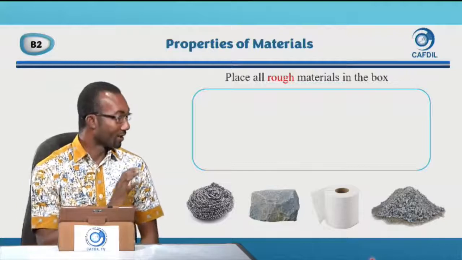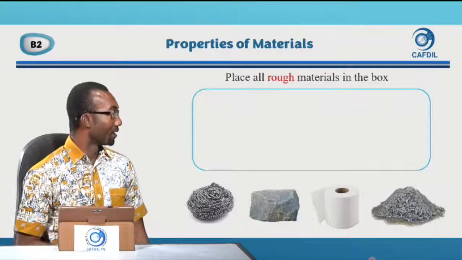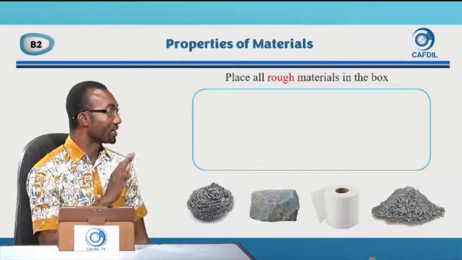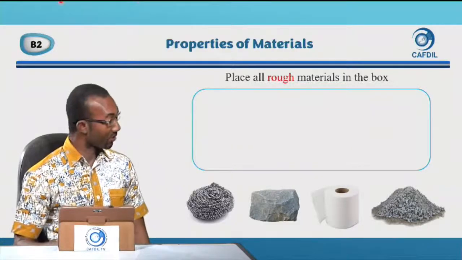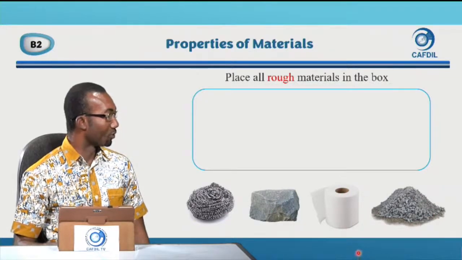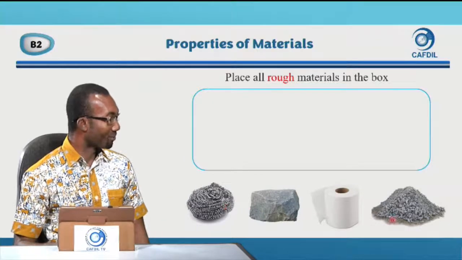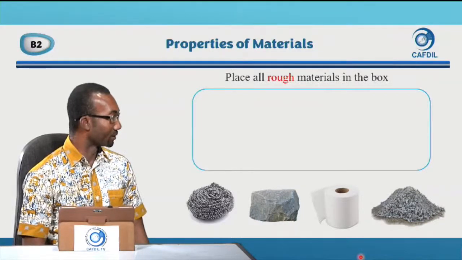So now there's an exercise here that I want all of us to do. The instruction is that we are placing all rough materials in the box. So this is the box. And we have some objects here. Metal sponge here, stone here, we have tissue paper here, we have gravels here. So we are going to pick all the rough materials here and place them in this box. So let's start.